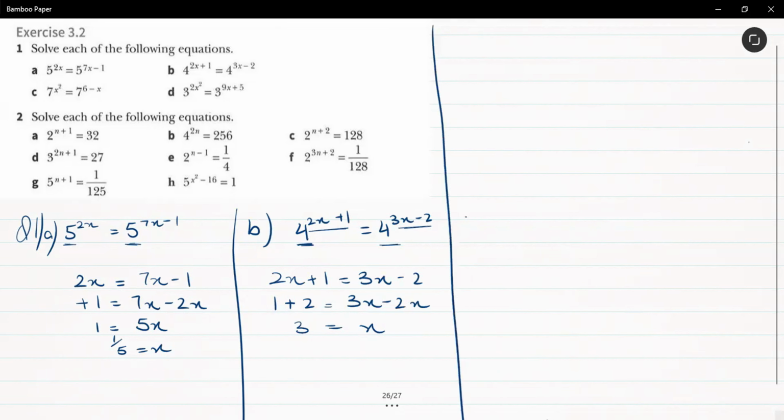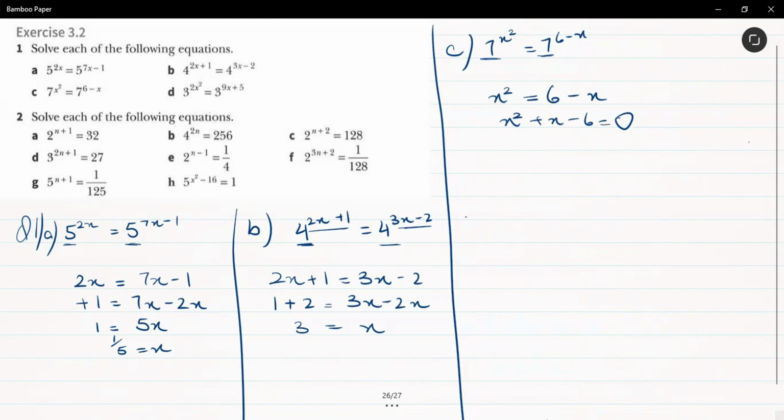Part C is 7 to the power x squared is equal to 7 to the power 6 minus x. First of all, we compare the indexes. They are the same, so we can say their powers are equal to each other. So x squared is equal to 6 minus x, which gives x squared plus x minus 6 is equal to 0.